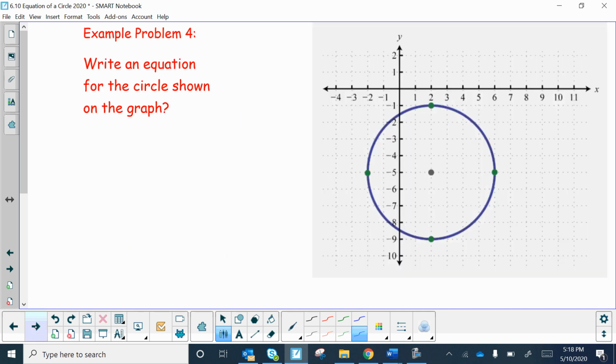All right, here's another example where there's a circle on a graph and it says write the equation out. Okay, so where is the center at? The center is not at the origin. The center is at 2, -5. Okay, so the center is at 2, -5. And then the radius is 1, 2, 3, 4. So the radius is 4.